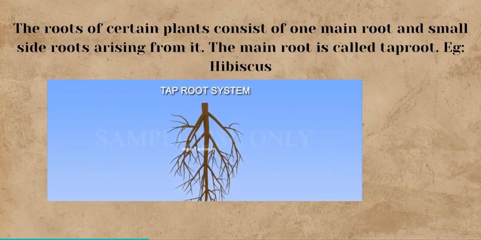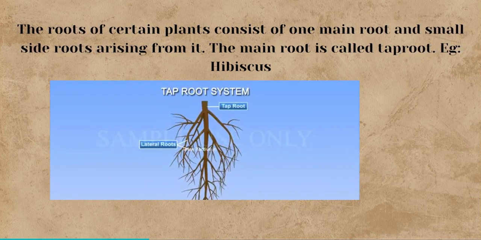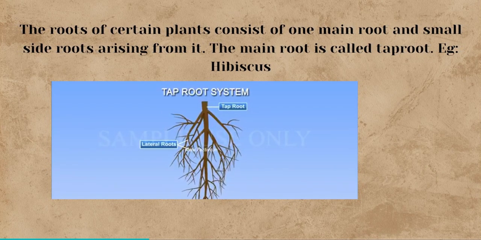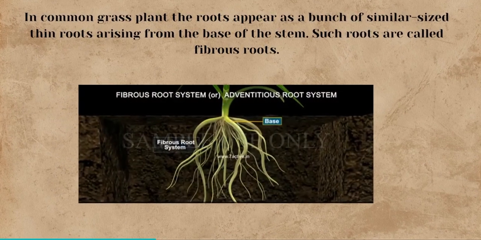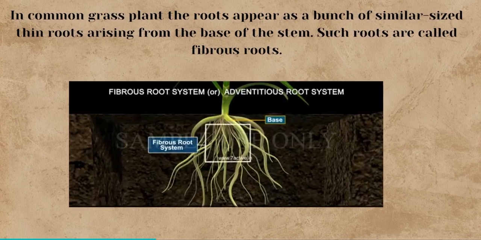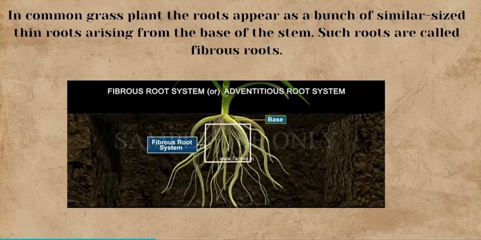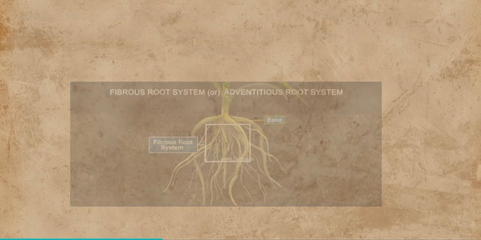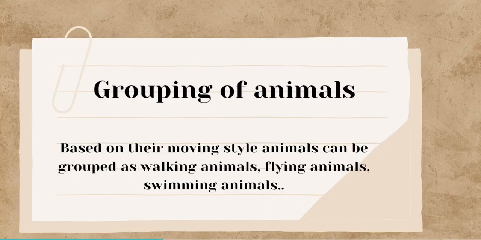Taproot system is the one which consists of one main root, which is called a taproot, and small lateral side roots arising from it. And in the fibrous root system, a bunch of similar sized thin roots arise from the base of the stem. Animals can be grouped on various bases.